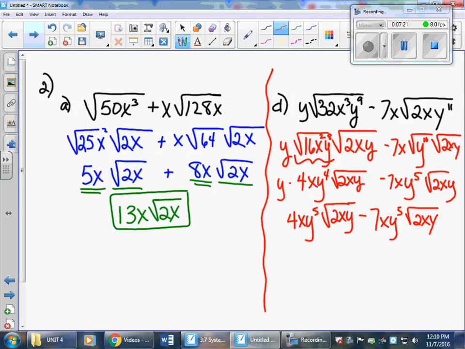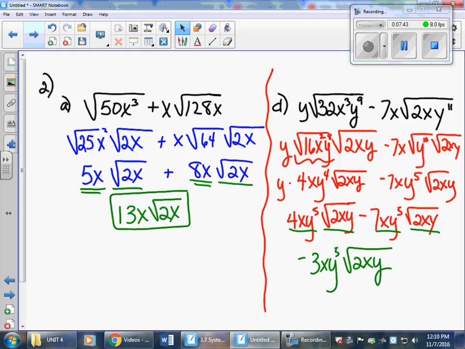So again, notice how my rational portions both have xy's in them, and my irrational portions have radical 2xy and radical 2xy. So what's 4 take away 7? It's negative 3 xy to the fifth rad 2xy. This might be a good time to pause and write things down to make sure you understand what's going on.